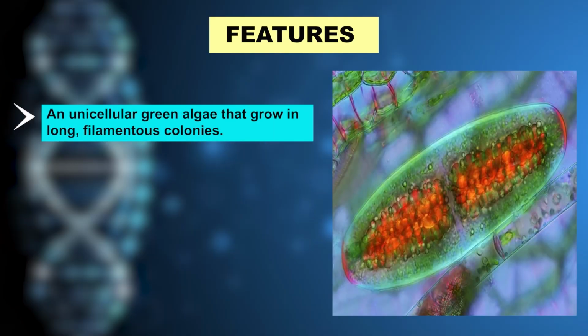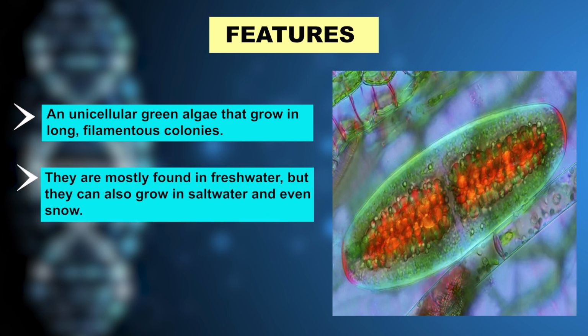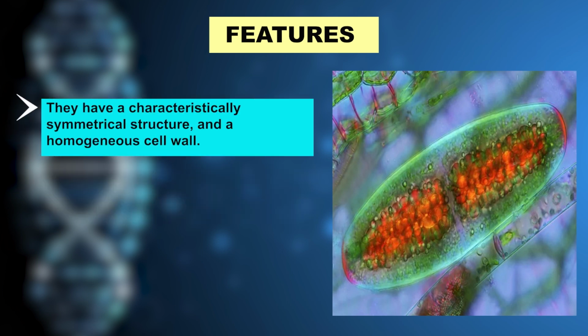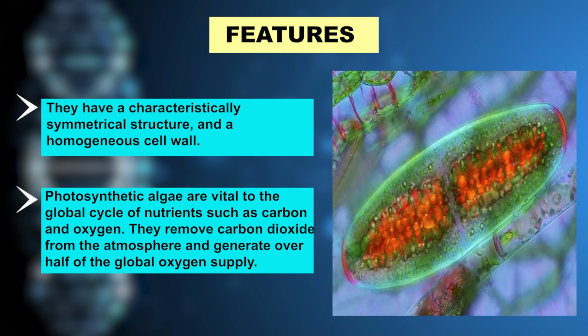Now, let us look into the features or characteristics of some autotrophs. Unicellular green algae that grow in long filamentous colonies are mostly found in fresh water, but they can also grow in salt water and even snow. So, they have a characteristically symmetrical structure and a homogeneous cell wall. Photosynthetic algae are vital to the global cycle of nutrients such as carbon and oxygen. They remove carbon dioxide from the atmosphere and generate over half of the global oxygen supply.